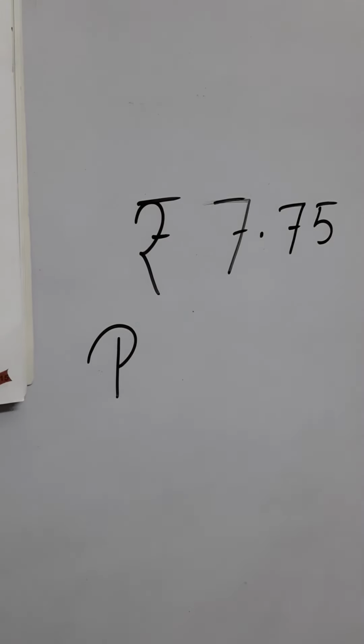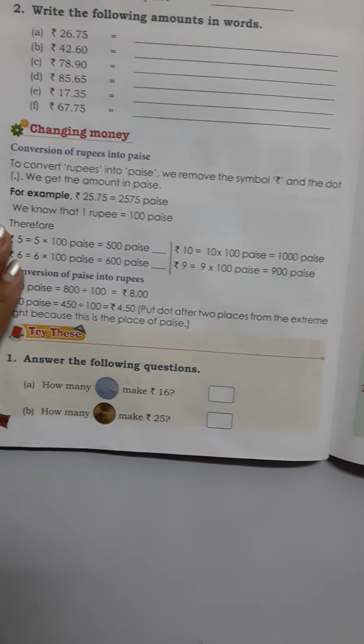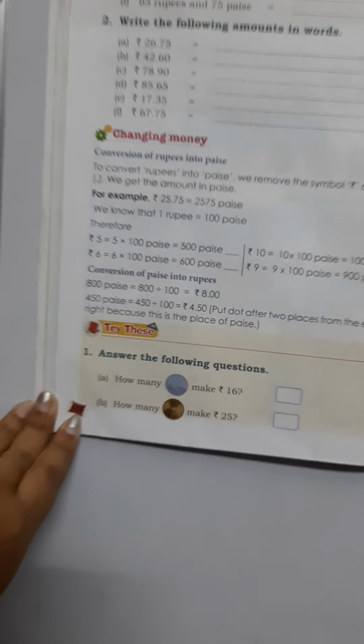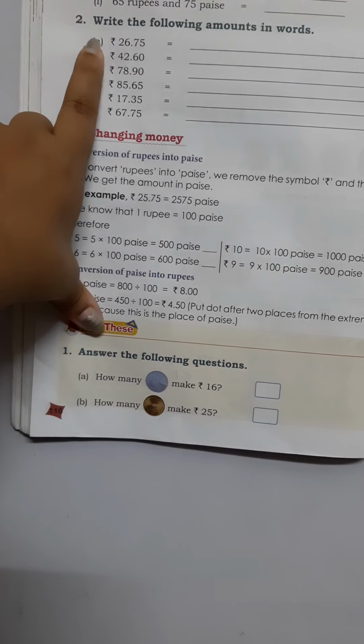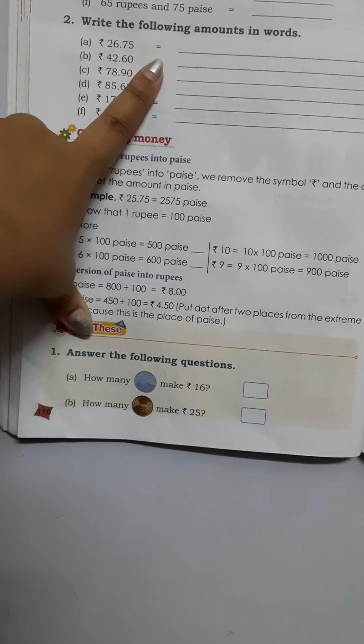So it is 7.75 pies. 7 rupees 75 pies, like that you have to write down. So let's go do the next. Please open your book, dear children, page number 116 for the reference. On this page you have the instruction: write the following amounts in words.